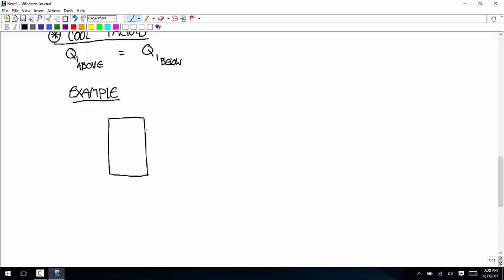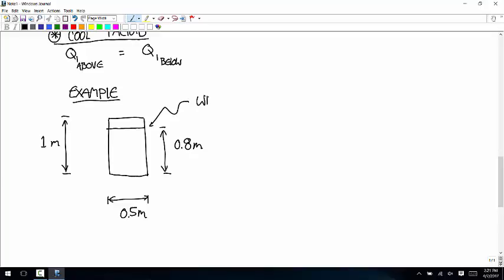Okay, well, I'm going to do an example right now. Let's say that this shape is a rectangular shape. That's 0.5 meters, and the height is... oh, no, 1 meter. That didn't make sense. And we want to calculate Q for a line that's 0.8 meters from the bottom. What's Q at this line?